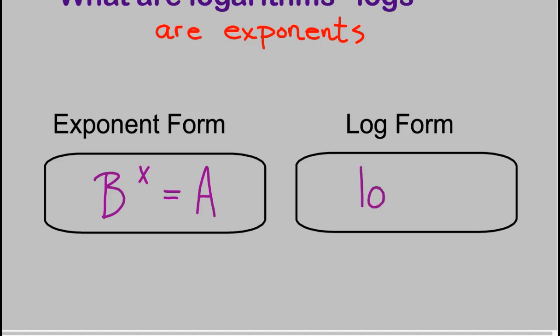The log of a with the base of b equals x. That's how you say that: the log of a base b equals x.